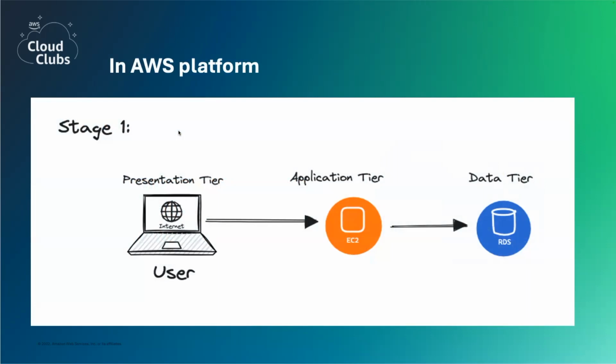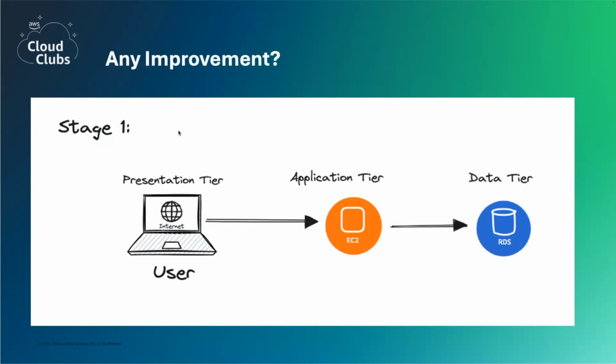Sweet. Now we jump onto the AWS platform. Stage one is equivalent to what we did for the first image. We replaced the application tier with EC2, and we replaced the data tier with RDS. EC2, as Susanna kindly introduced earlier, is essentially a server hosted on AWS. And RDS stands for Relational Database Service, so it acts as a database, essentially.